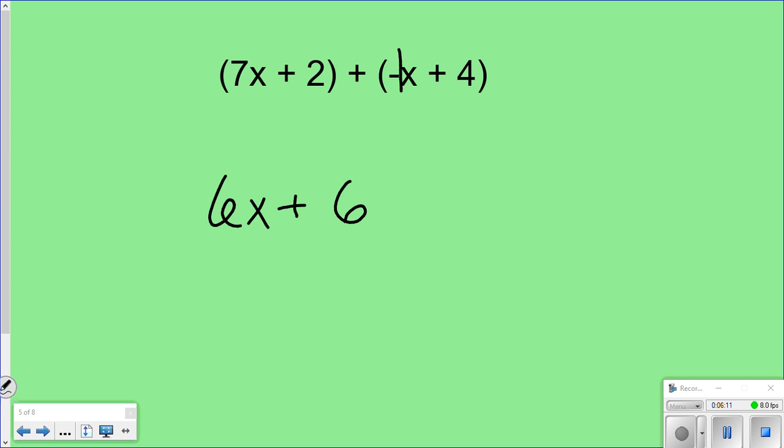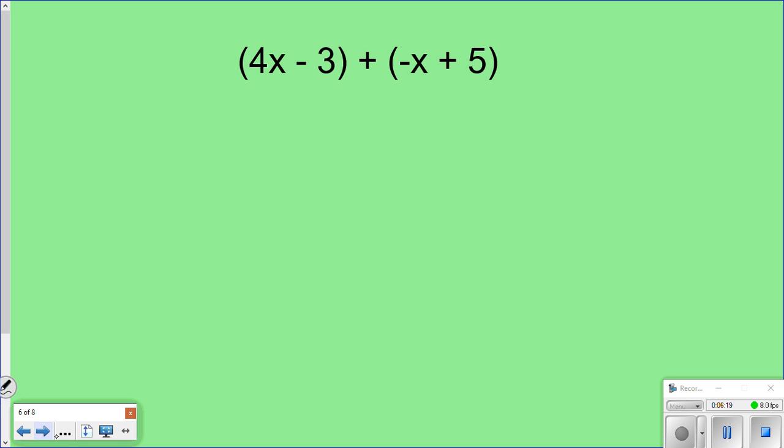For some reason, I feel like some of you are trying to multiply by accident. Don't know how to do that. Adding, everything is adding today. No subtracting, just adding.